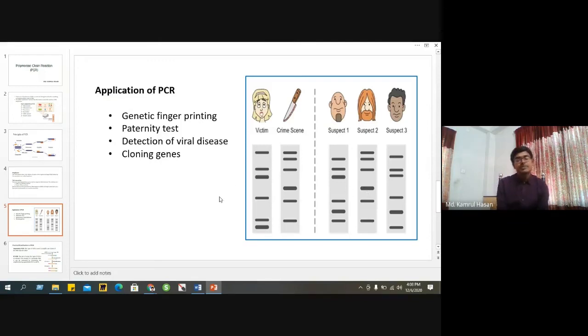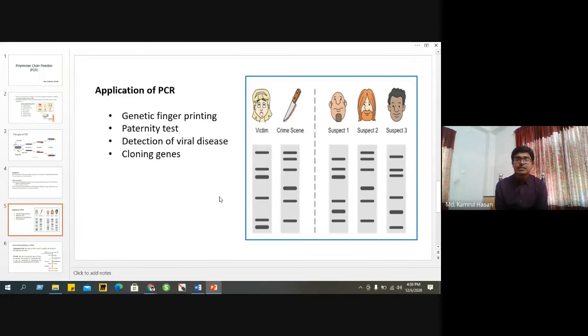Next, the paternity test. Paternity test is useful for comparing the baby's DNA with its parents' DNA, and it is also important for sibling identification. Next, viral disease detection. You know that RT-PCR is used for coronavirus test diagnosis. What is RT-PCR? We will discuss it in our next slide.